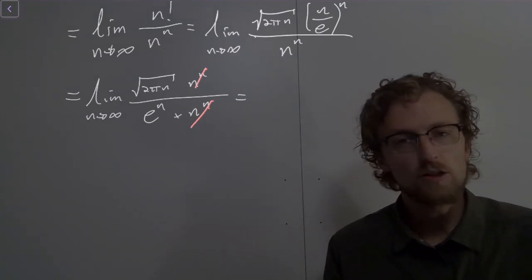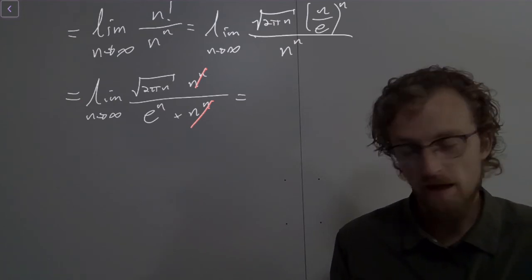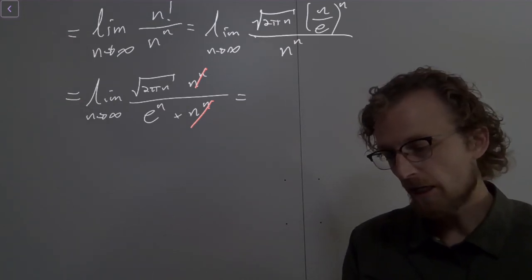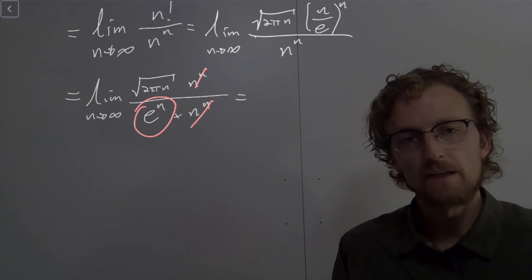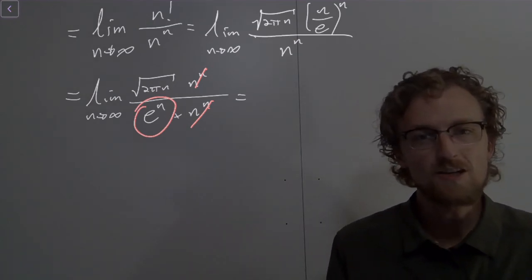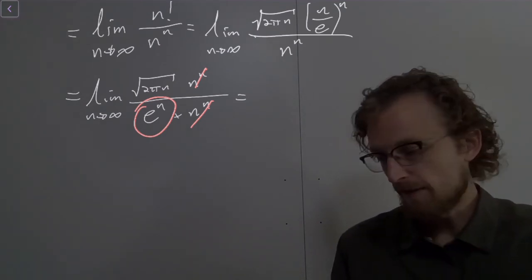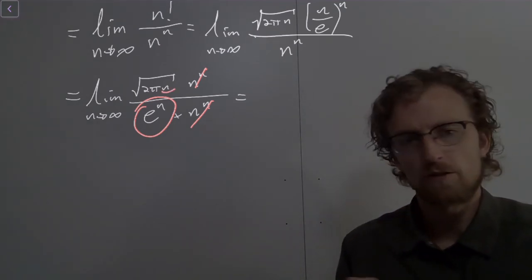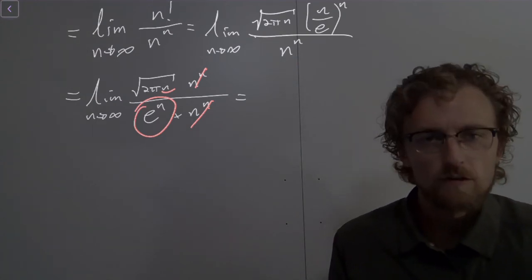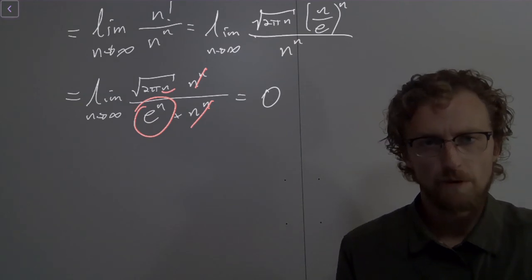If you would like to do the math and work out exactly why this thing goes to 0, you may, but I hope that it's clear that this thing gets very, very large, right? That e to the n is huge, it grows exponentially fast, and we're dividing by that. So it's going to grow much, much faster than the square root of n. And so this ultimately gives us that the limit evaluates to 0.